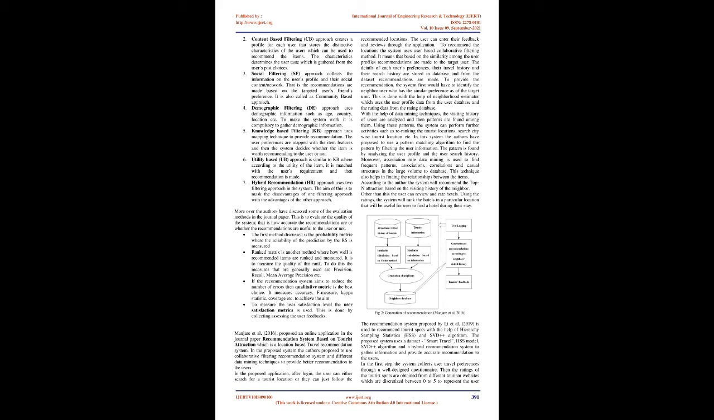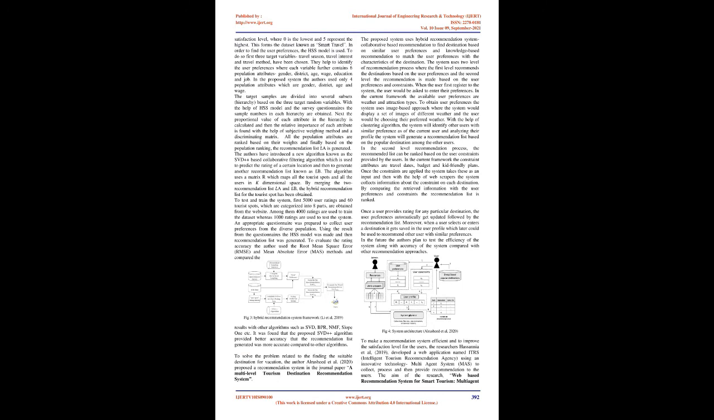In order to find the user preferences, the HSS model is used. To do so, first three target variables, travel season, travel interest, and travel method, have been chosen. They help to identify the user preferences, where each variable further contains 6 population attributes: gender, district, age, wage, education, and job. In the proposed system, the authors used only 4 population attributes, which are gender, district, age, and wage.